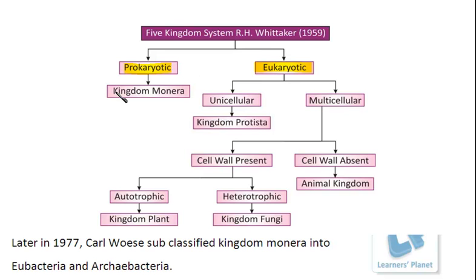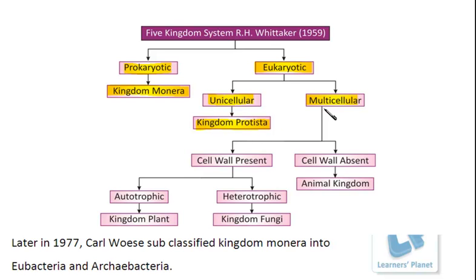Fine. I'm sorry, all prokaryotic organisms were placed in the kingdom Monera. Fine. So this is the first kingdom here. Then all eukaryotic organisms are further subclassified. The eukaryotic organisms can be unicellular or multicellular. So all unicellular organisms constituted a single kingdom that is known as the kingdom Protista.